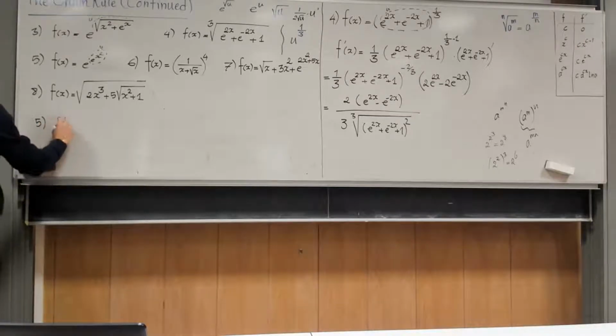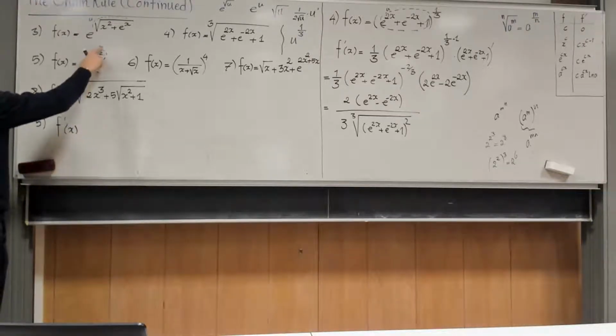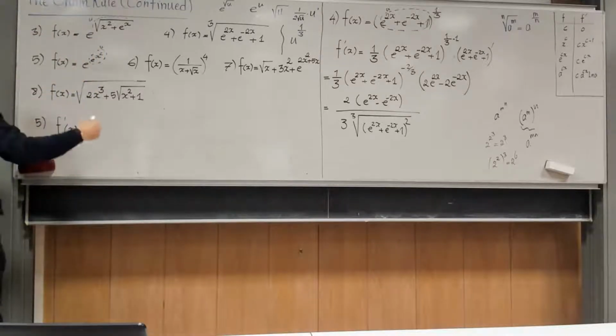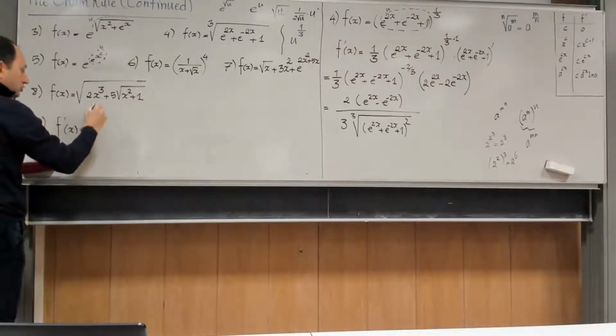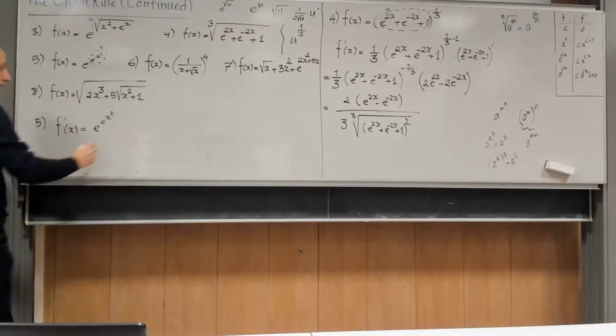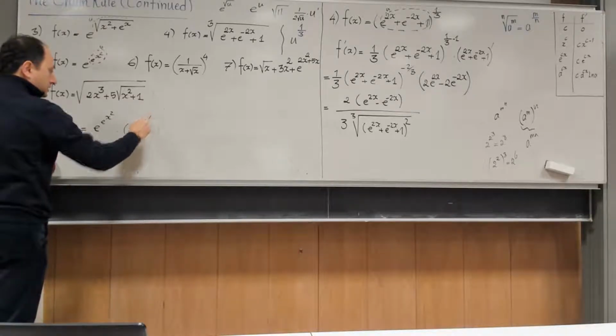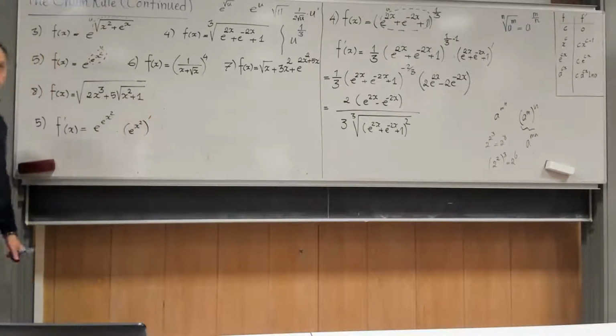I would write f prime of x. I have e to power u, but I know how to take the derivative of e to power u, which is e to power u itself, but I don't need to write u. I know that this is u. But this is not finished because I have to multiply by u prime. Yes?